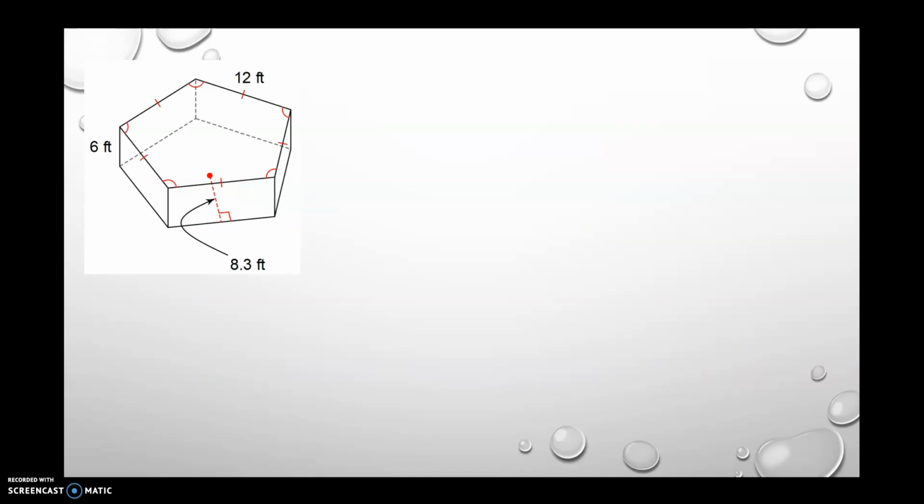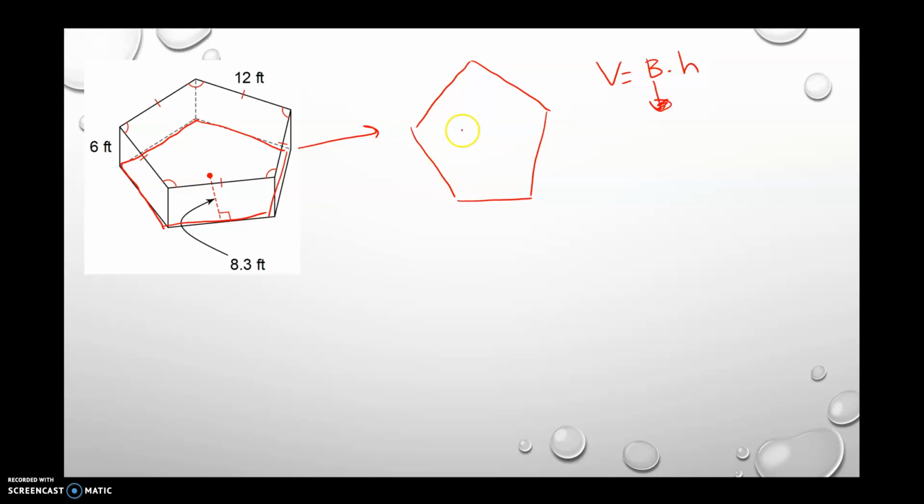All right, now I have a pentagonal prism as my base. So I'm going to just take this guy out. So he's going to look like this. Because if I want to figure out my volume is equal to big B times H, I'm just going to work with my big B. I got to figure out what is the area of this base here. That's my big B. So that's what I'm going to work on right now first.